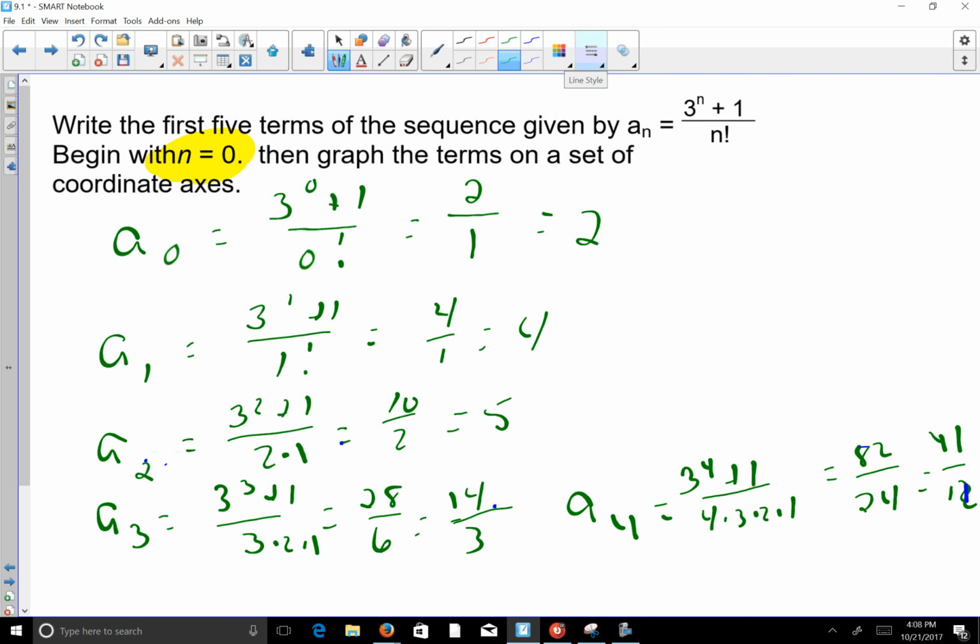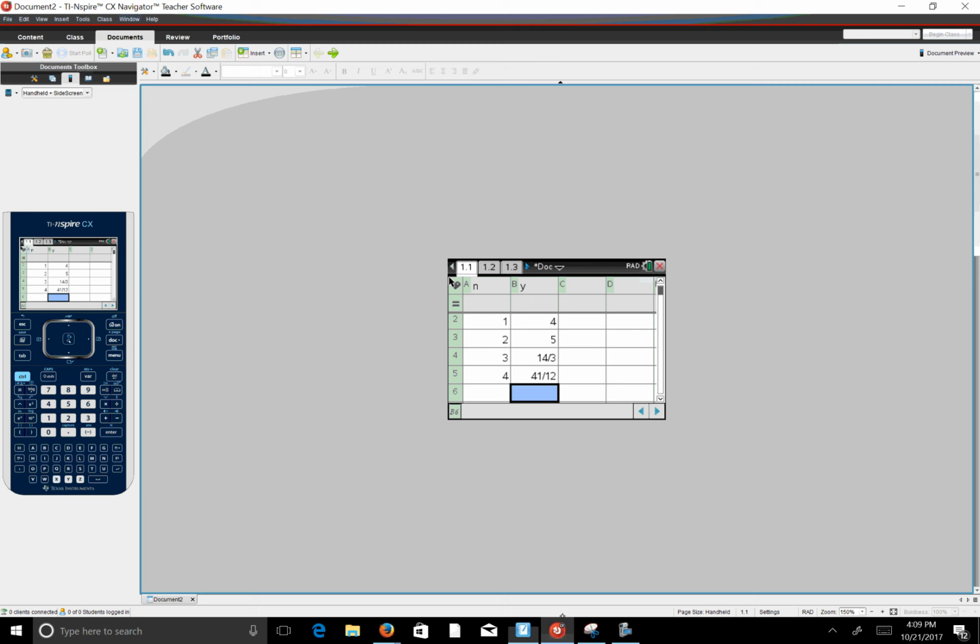Okay, so here's what I got when I finished. I have 2, 4, 5, 14 1/3, and then finally ended up with 41 over 12. Then it asked me to graph on a set of coordinate axes, so I put it into my calculator, on the list and spreadsheet, and here are the values that I put, and then here's my graph.